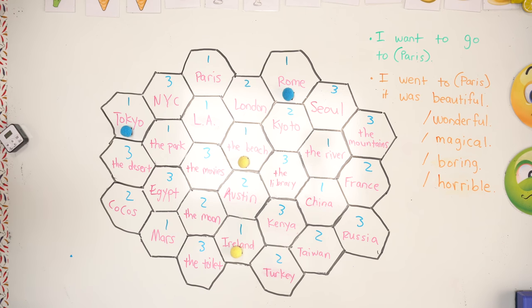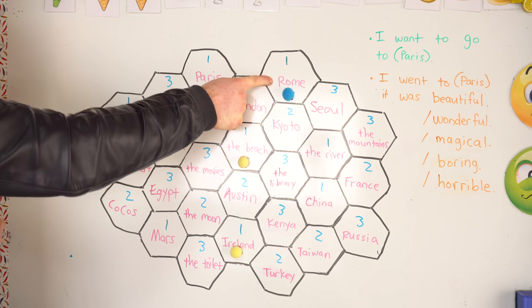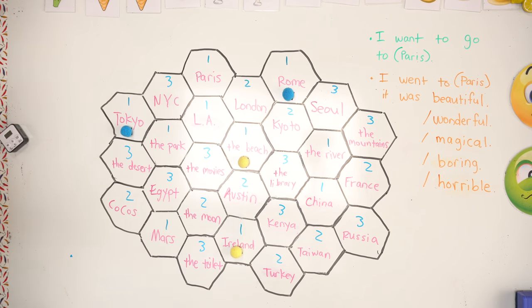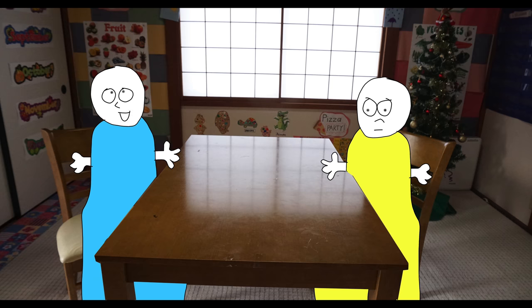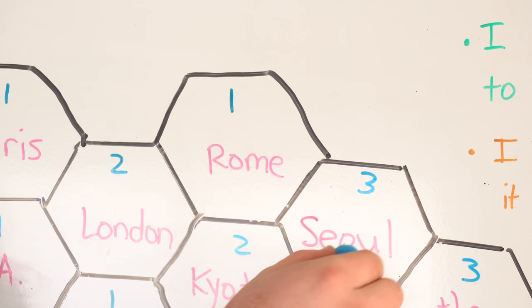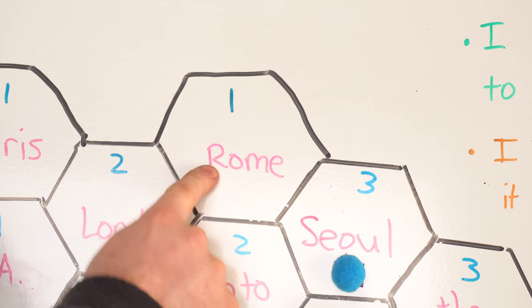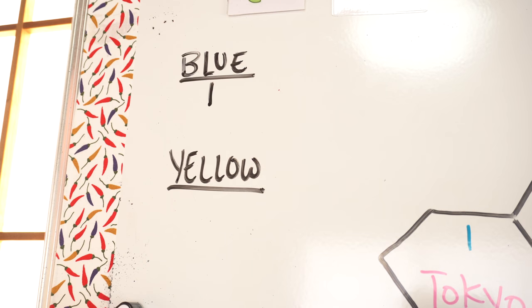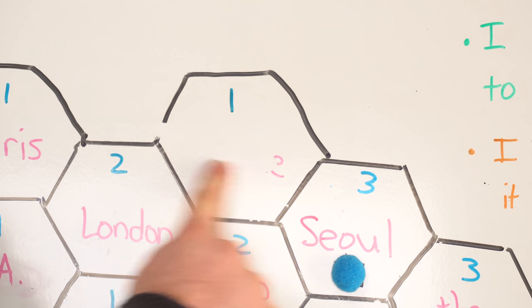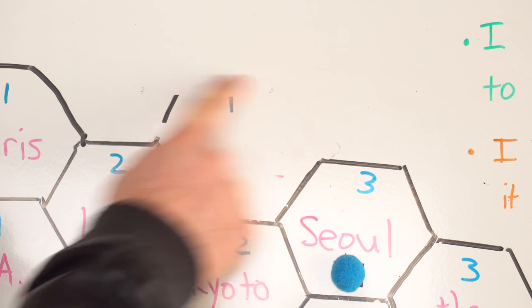I went to Rome. How was it? It was great. Great. Where do you want to go to next? I want to go to Seoul. To Seoul. Okay. You're at Seoul, and you get 1 point from your previous location, which was Rome. And this location is no longer available.